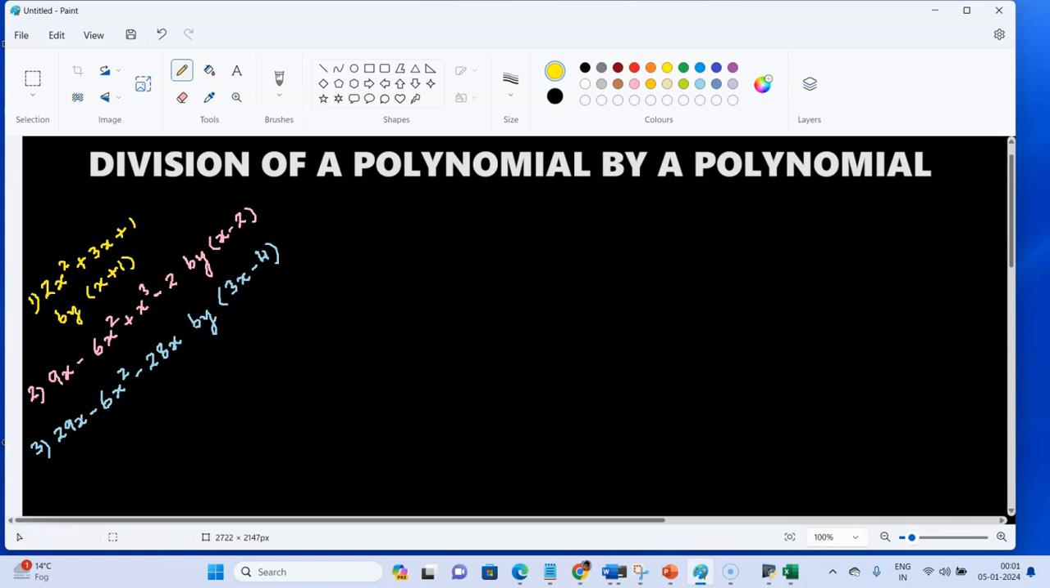Divide a polynomial by a polynomial. So in this regard, we will be discussing these three examples in our today's session. So let's go ahead.